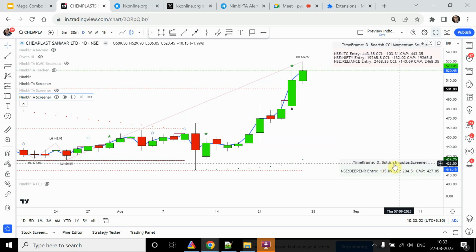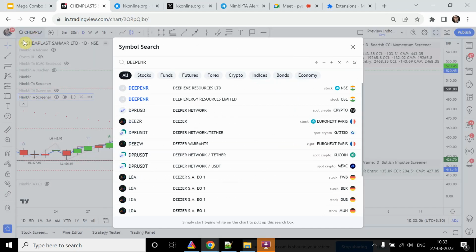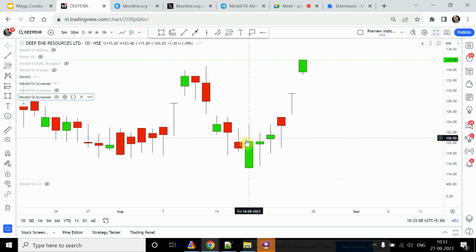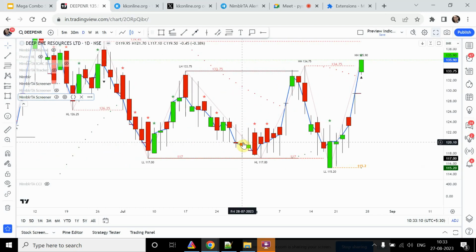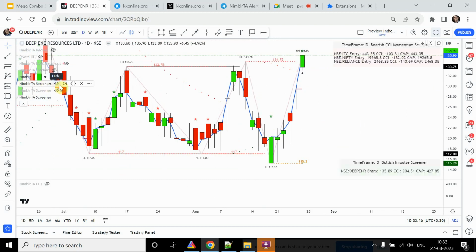So let's come to our chart, Deep ENR, because our screener has identified it. Over here I'm using the Nimblr template, along with two instances of the screener. One instance is identifying stocks on the bearish side for CCI momentum. The other is identifying on a daily basis on the bullish side for the impulse, right?